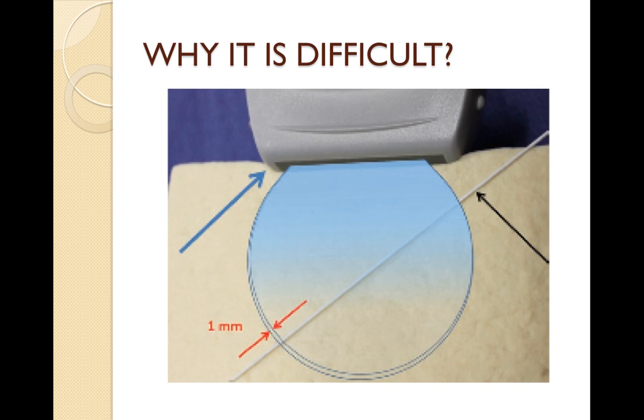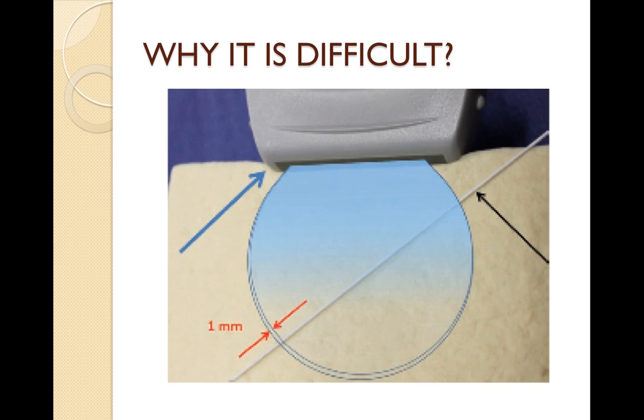Visualization of the needle is very important when you are giving an ultrasound guided block. You have to see the needle, the needle tip, all the time when you are giving the block. Otherwise you will end up giving an intravascular injection, or you will injure some important structure like the pleura in a supraclavicular block. Why is it difficult? Because the ultrasound image is a very thin image.